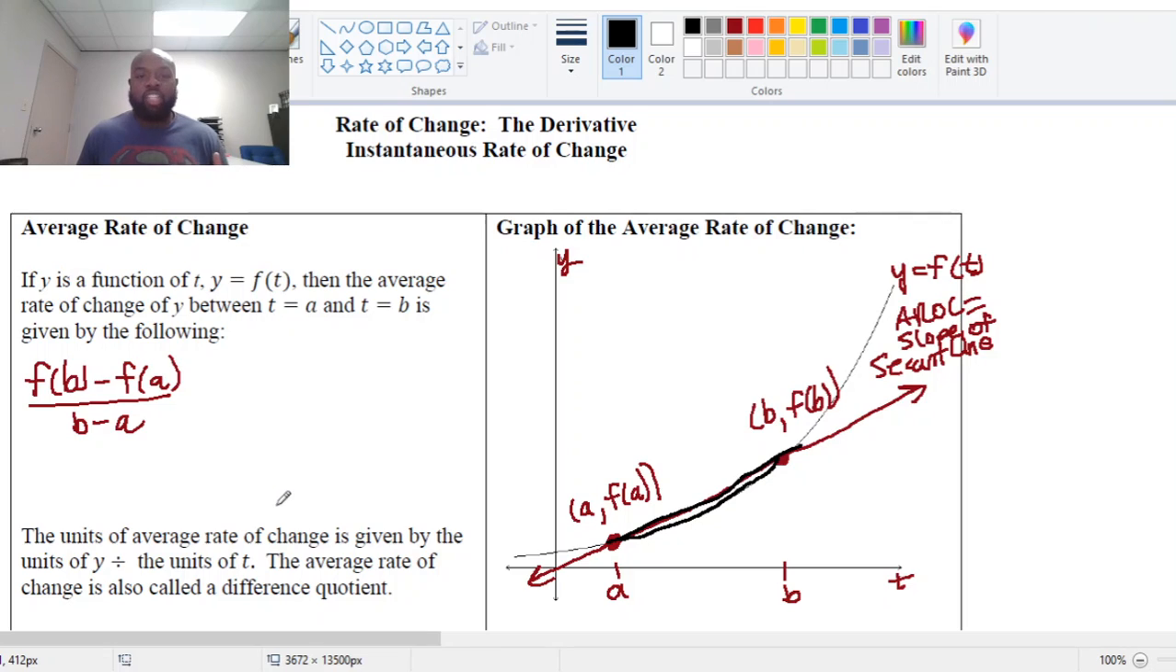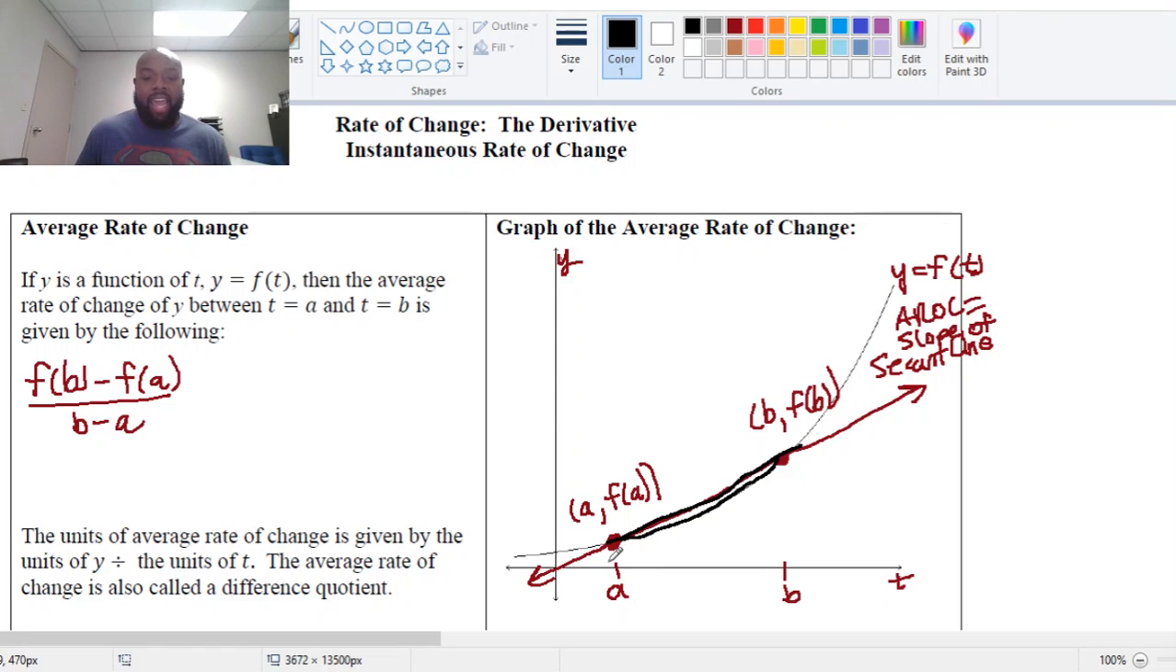And one thing that I hadn't talked about before is the fact that this numerator is a difference of your y values or your output values, and your denominator is a difference, or a subtraction, of your input values, b minus a. And so what some people call f of b minus f of a all over b minus a, some people call that the difference quotient. In calculus, sometimes we write the difference quotient slightly differently.